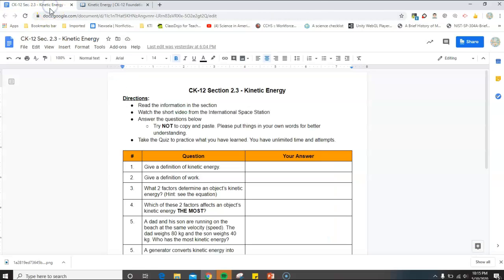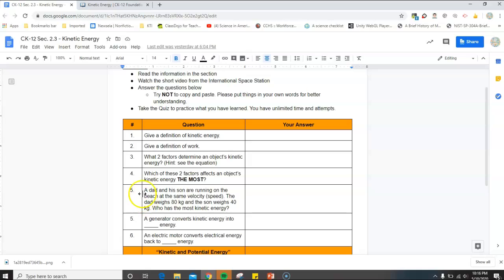So let's look at the Google Doc that you're going to fill out with this today. You want to give a definition of kinetic energy, a definition of work. These come straight from the CK12 reading. What two factors determine an object's kinetic energy? Which of these two factors affect the object's kinetic energy the most? We talked about that. It's in bold print in your section. Here's the example that we talked about. And then here's two questions about energy conversions, about a generator and electric motor.